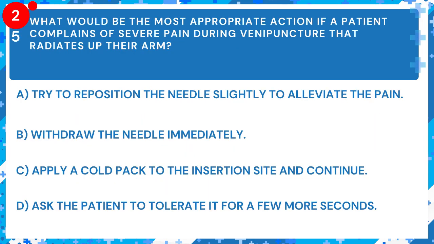Question 25. What would be the most appropriate action if a patient complains of severe pain during venipuncture that radiates up their arm? A. Try to reposition the needle slightly to alleviate the pain. B. Withdraw the needle immediately. C. Apply a cold pack to the insertion site and continue. D. Ask the patient to tolerate it for a few more seconds.